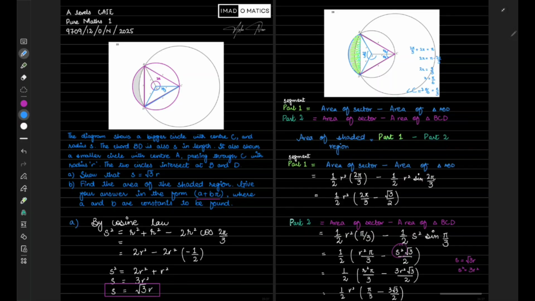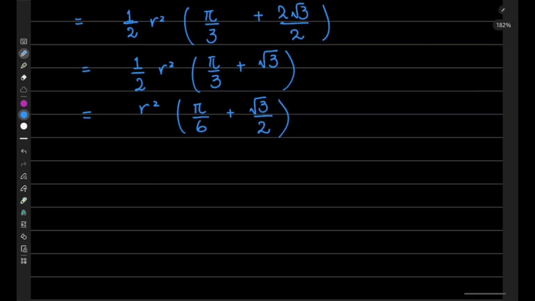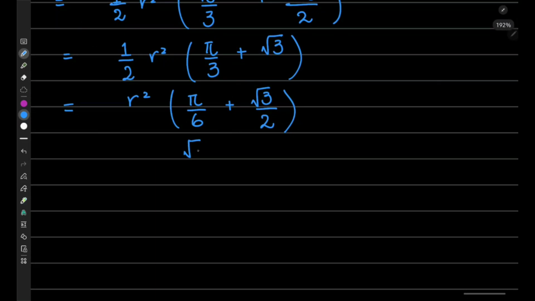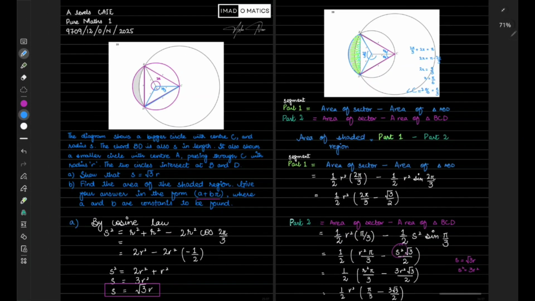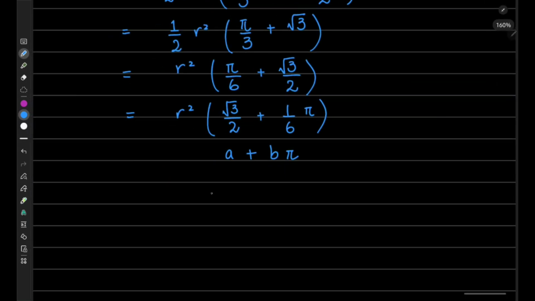And this is all a plus b pi form, or you can write it as root 3 over 2 plus 1 by 6 pi to write it in a more accurate way. So a plus b pi form. So this implies a is root 3 over 2 and b is 1 over 6.